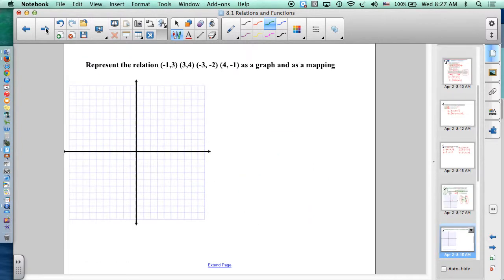Here's an example for you guys right now. I've listed 4 ordered pairs, and I want you to draw them as a graph and then do a mapping of those. So press pause now and go ahead and attempt this, and I will do it up here for you to check your answers afterwards.